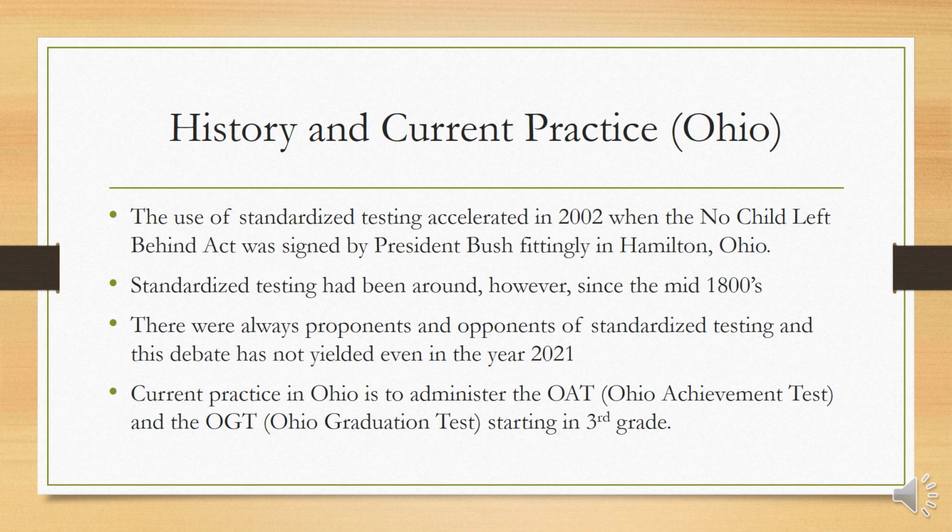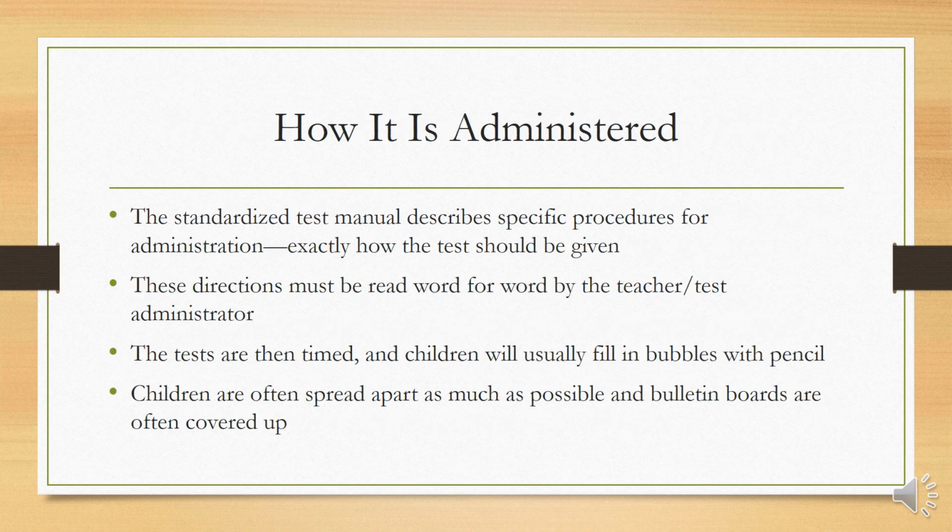Current practice in Ohio is to administer the OAT, the Ohio Achievement Test, and the OGT, Ohio Graduation Test, starting in third grade. How is it administered? The standardized test manual describes specific procedures for administration, exactly how the test should be given. These directions must be read word for word by the teacher or test administrator. The tests are then timed, and the children will usually fill in bubbles with a pencil. Children are often spread apart as much as possible, and bulletin boards are often covered up.